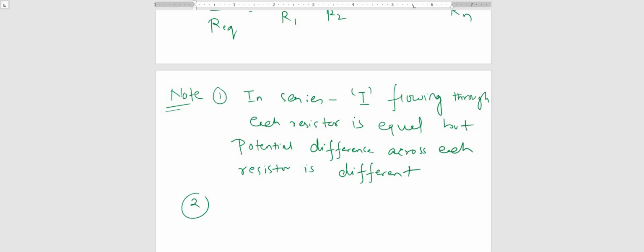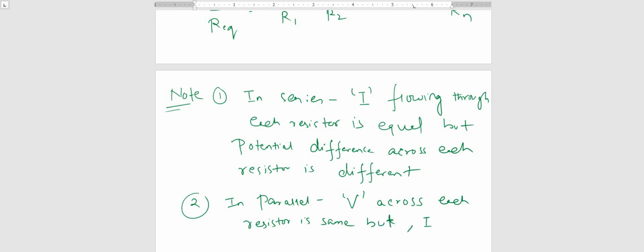But এটার উল্টা হয় প্যারালাল, মানে when resistors are connected in parallel, V across each resistor is same, but I, that means current flowing through each resistor is different. এই দুটো পয়েন্ট মনে রাখো। In series, I is same, V is different. In parallel, V is same, I is different.